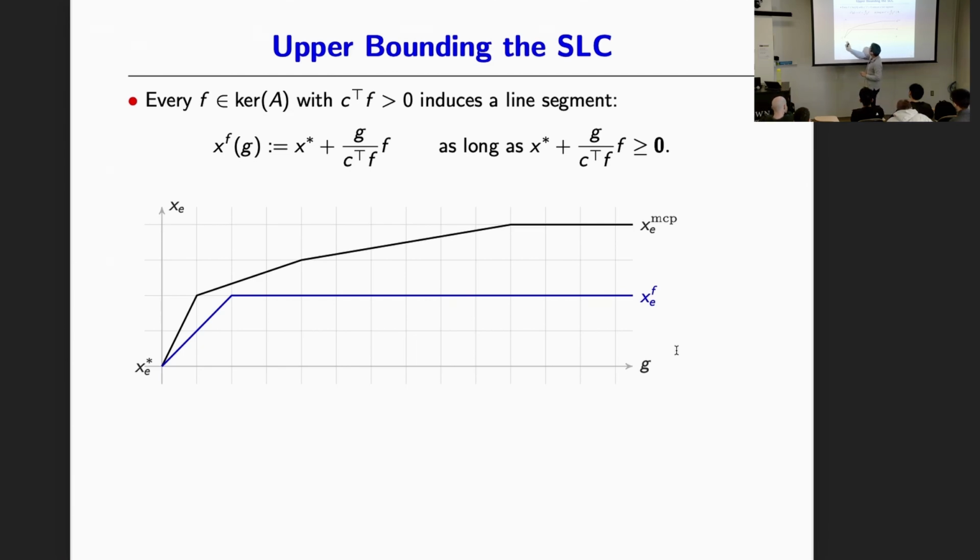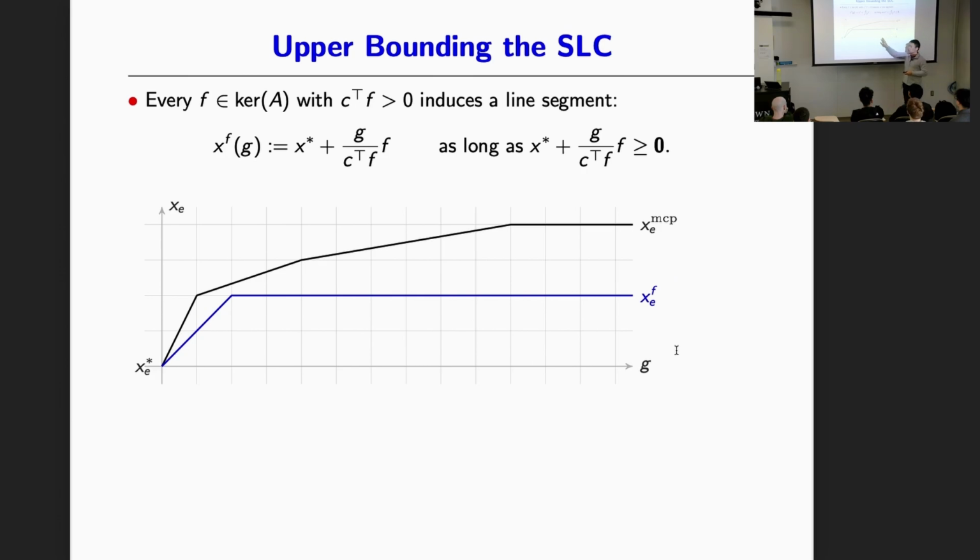Assuming that F is positive on coordinate E, the coordinate of our interest, as you increase the cost budget, you can take positive multiples of F. So you get this linear piece that's increasing until some coordinate hits 0. And then you can no longer travel along this direction, so it stays flat even though you continue to increase your cost budget G.